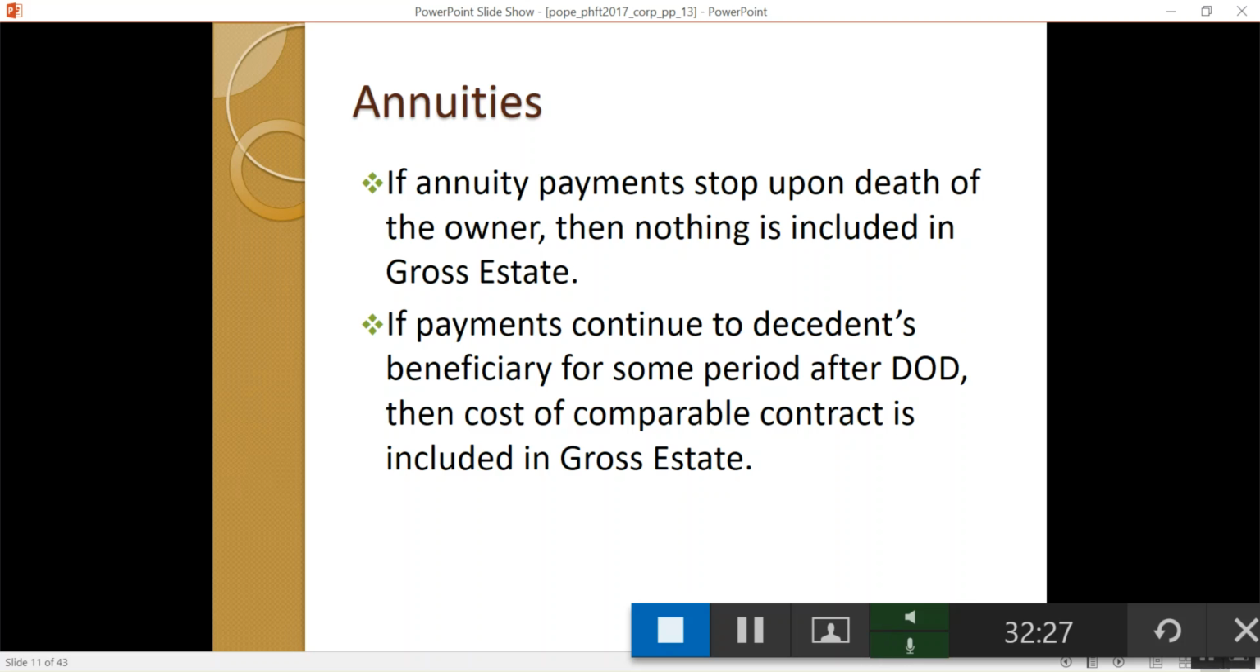So if upon the death of the owner of the annuity, payments to him stop, then nothing is included in his gross estate. On the other hand, if the payments continue to the decedent's beneficiaries for some period after his date of death, then the cost of the comparable contract, in other words, whatever the cost would be to provide those annuity payments to his beneficiaries, is included in the gross estate of the decedent.